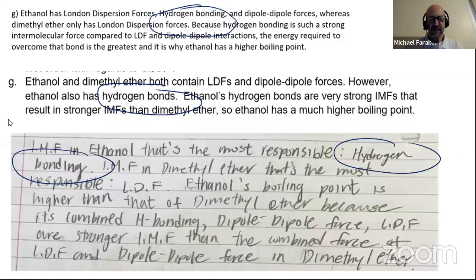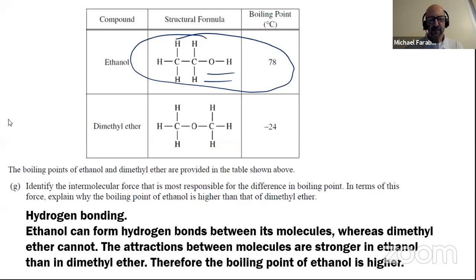Some students thought that the molecule dimethyl ether was actually non-polar because of the way it was written in terms of symmetry. It's actually polar, kind of like water. It is bent.